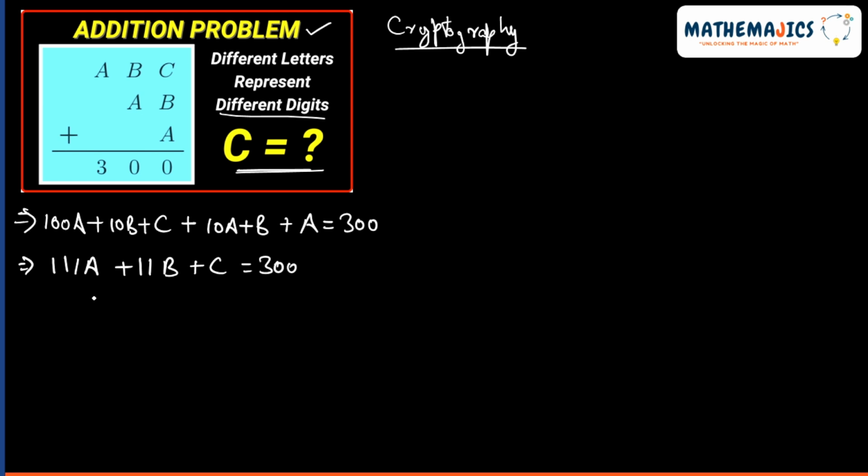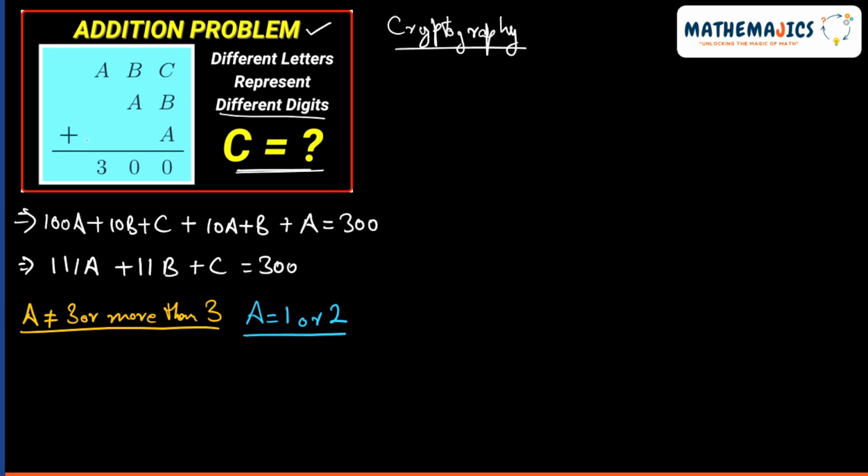Now please see that the value of A can never be 3 or more than 3. Why? If I substitute the value of A as 3, we will get 333, which is more than 300, which is not possible. So we can't substitute A as 3 or more. That means the value of A is either 1 or 2.